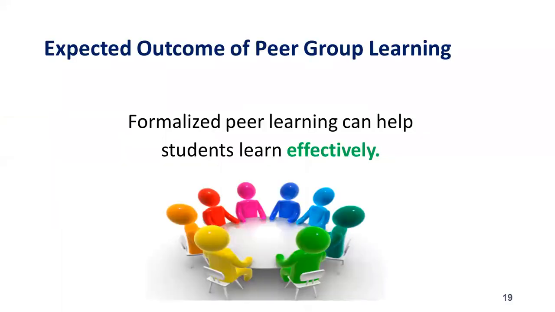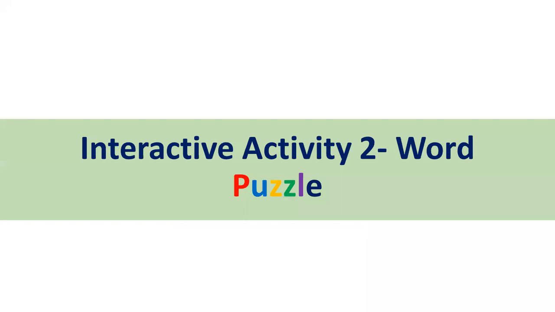Okay, so this is the beginning of session 2. Before I proceed, this is the outcome of the peer group learning process. When it comes to formalized peer learning, it can help students to learn effectively. That's the major outcome that we expect out of this peer group learning process. As I said earlier, today you have more interactive activities to do.